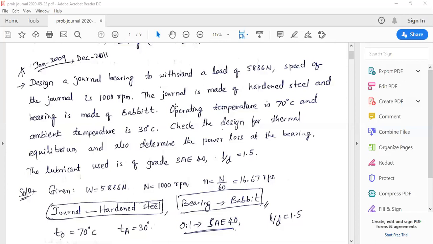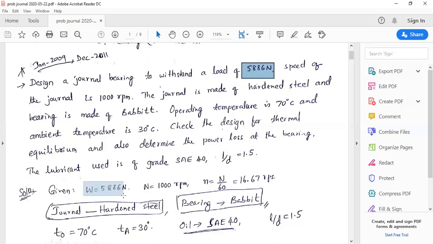So we were solving the problems on journal bearing of first type, where the diameter of the journal is given. Now let us take another example, which is asked in one of the previous year question papers, say December 2011. Design a journal bearing to withstand a load of 5886 Newton.